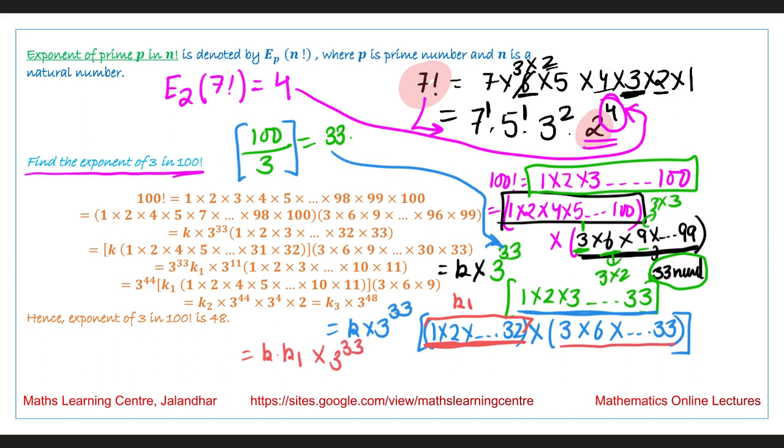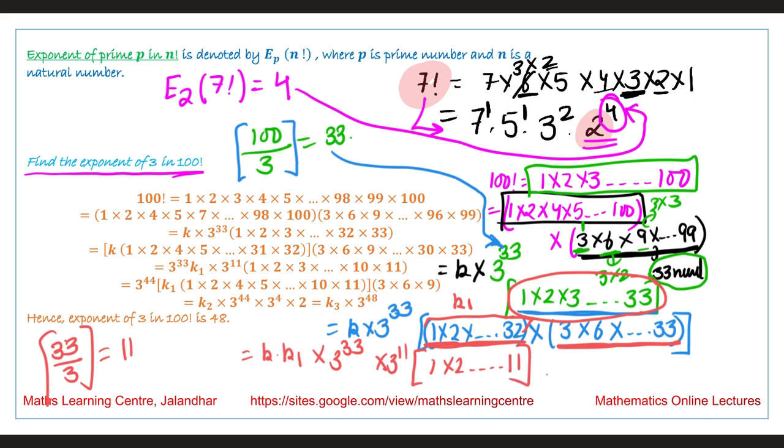Now how many terms are these? We are talking about these terms. The number of terms we require is the multiples of 3 from 1 to 33. So that will be the greatest integer of 33 by 3. The answer we obtain is equal to 11. So from all these terms, if we take 3 common, we will have 3 raised to the power 11 into 1 into 2 so on up to 11.